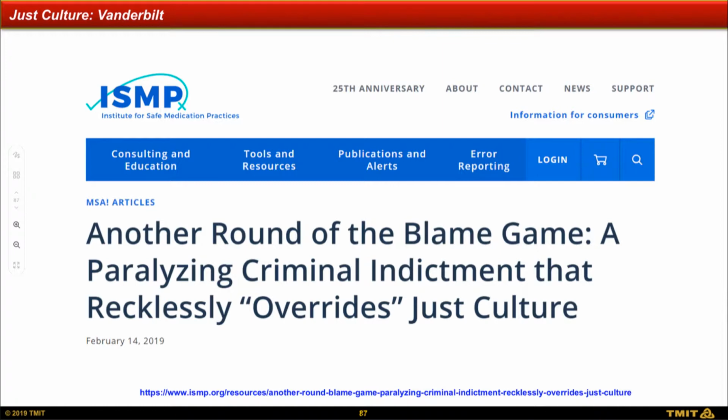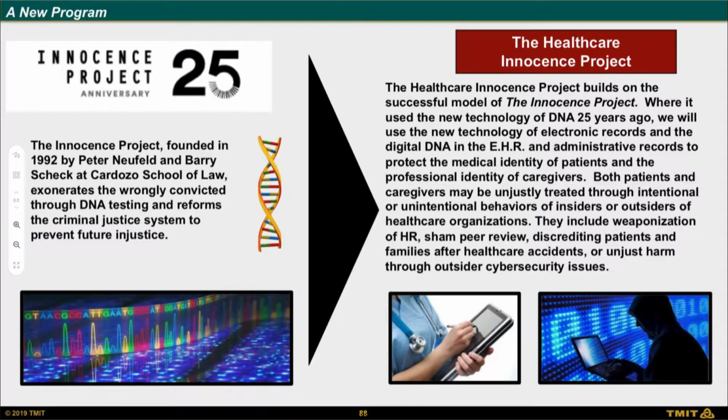So the document that you saw before you with David Marx speaking will be posted on the website so that it can be downloaded. There's also another excellent article by ISMP, which I have up on the screen now, which is slide 87, which has another good deep dive assessment. Again, an ongoing case, but a terrific opportunity for us to learn from.